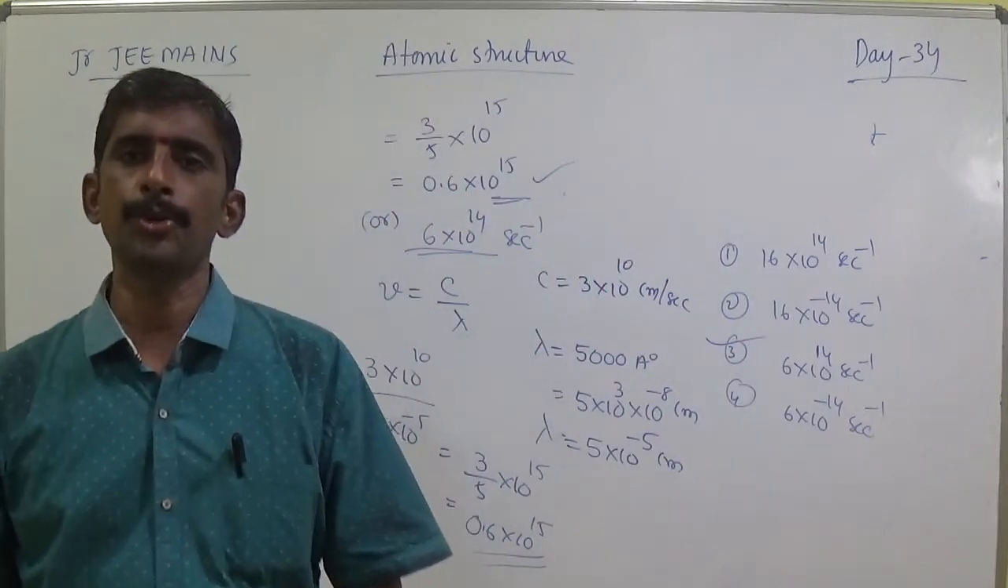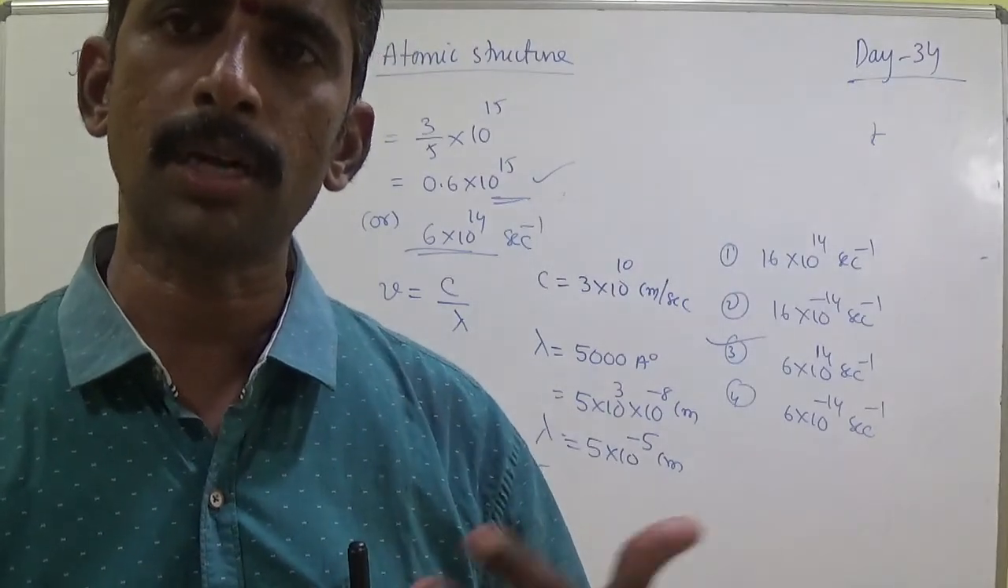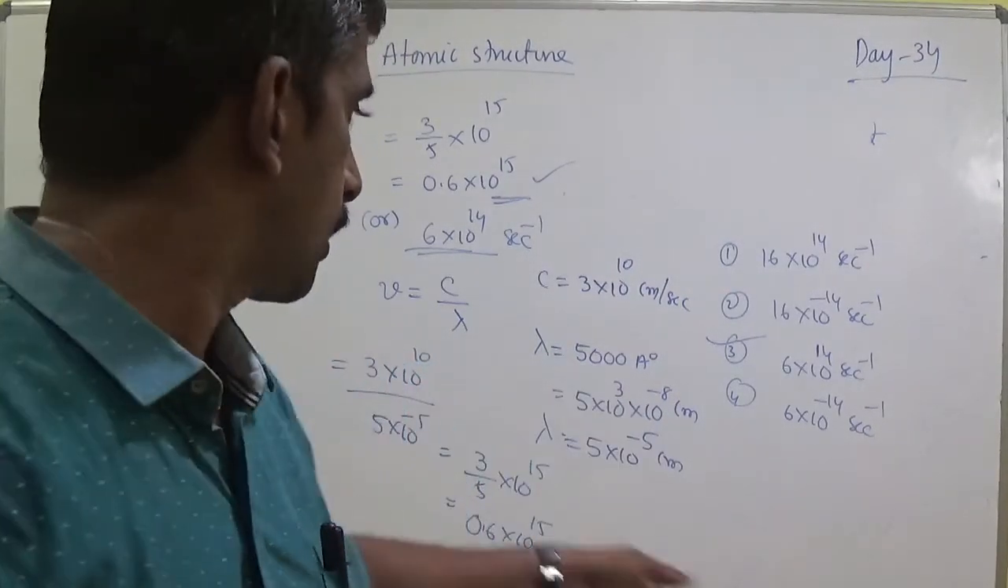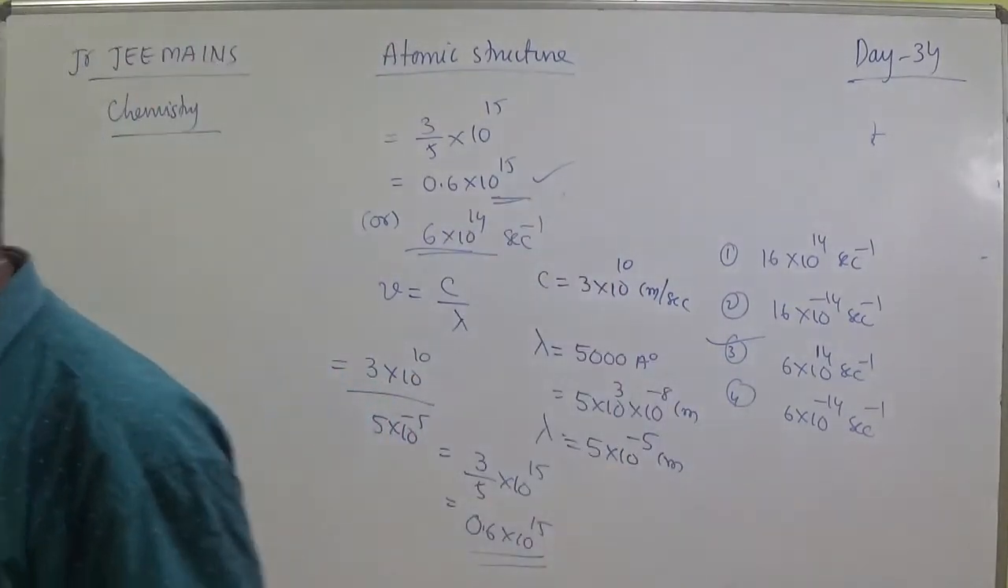Very easy. Nu equal to c by lambda. I am taking velocity in centimeters, so lambda also in centimeters. So 1 angstrom unit equal to 10 to the power of minus 8 centimeters. So we can first convert these values, and we will get the answer. Write down.